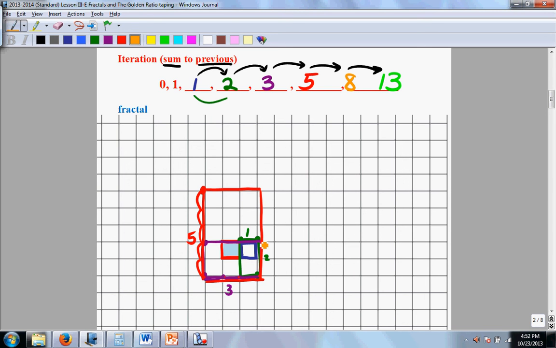So then we do 5, and now we're going to go 5 by 8. So there's our 5 on the left. Now let's go 8 this way. 1, 2, 3, 4, 5, 6, 7, 8. Let's turn that into a rectangle, a 5 by 8 rectangle.